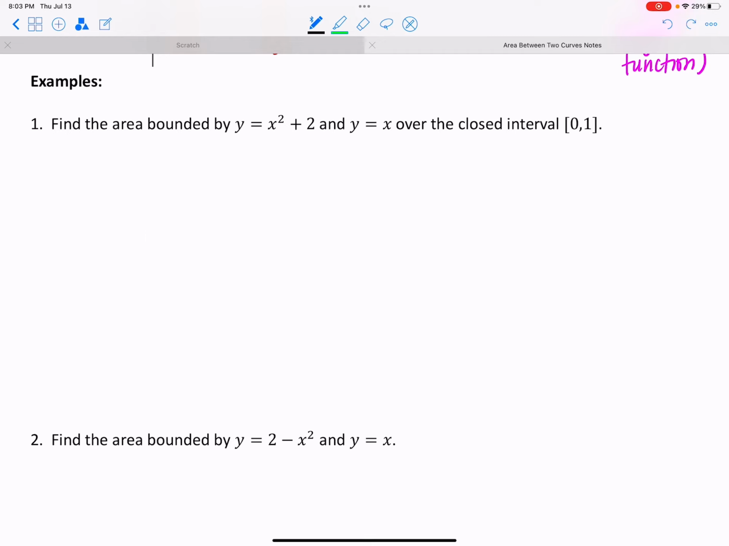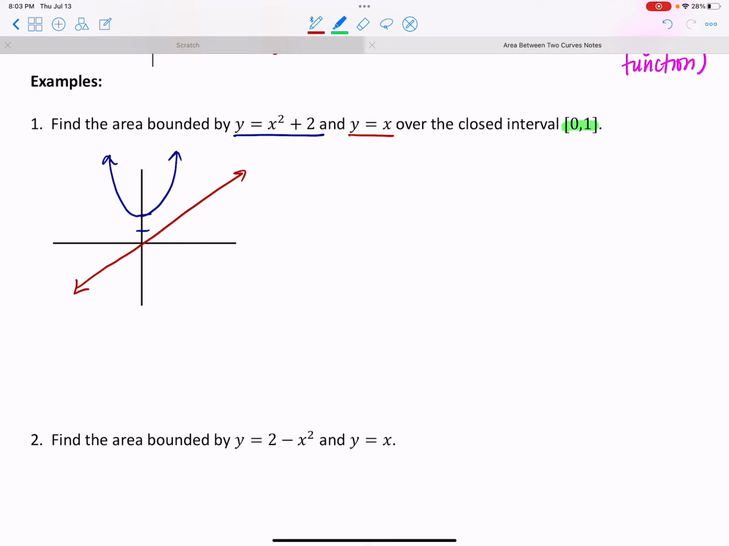So I'm going to go ahead and sketch this out without having to use my technology. I know that this is my parent quadratic function that's shifted up 2. So I'm just going to sketch this one out, a quadratic parabola shifted up 2, looks like that. And I know this is my parent linear function, so that's a diagonal through the origin, so that's going to look like this. And here we are looking at the closed interval from 0 to 1.